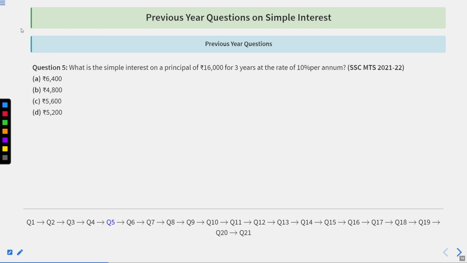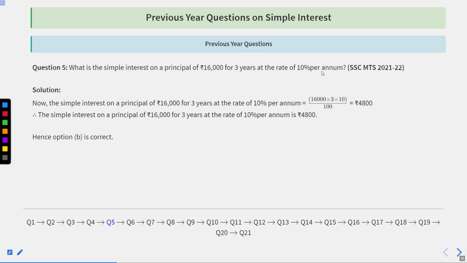Question number 5. What is the simple interest on a principal of 16,000 rupees for 3 years at the rate of 10% per annum? So let us have a look over the solution.